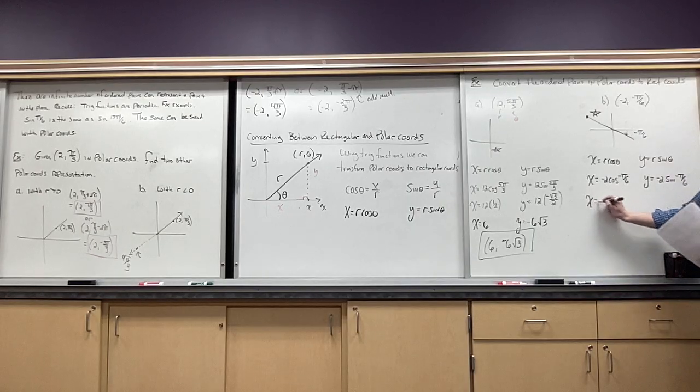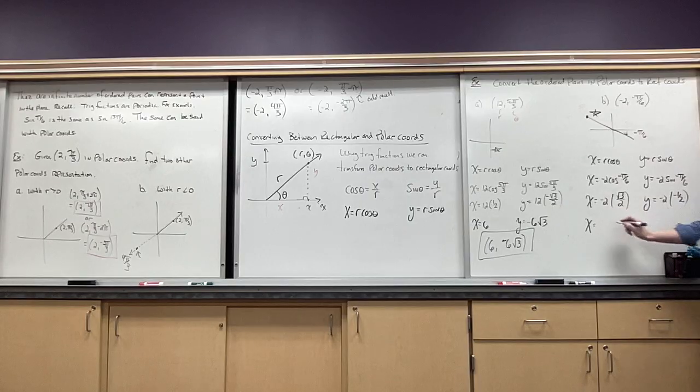So what's this give me? I get negative 2 times the square root of 3 over 2. On this side, we get negative 2 times negative a half. So the x coordinate, notice that the 2's are going to reduce out. I just get negative square root of 3. And then multiply these together, negative is positive, and it just becomes a 1.